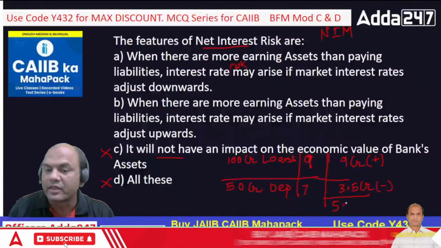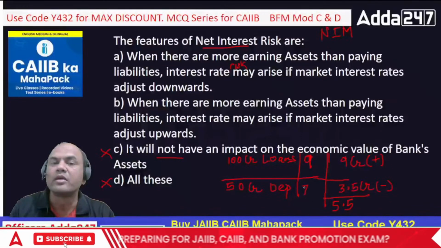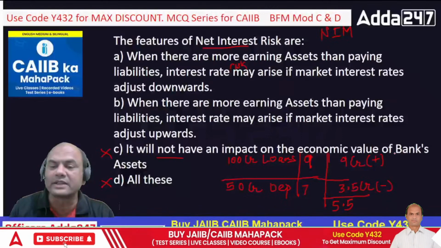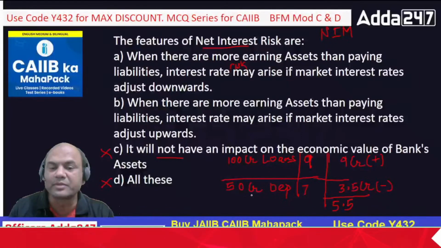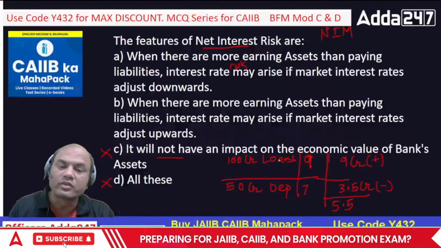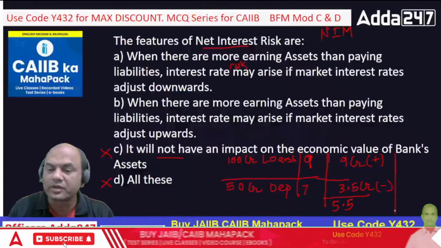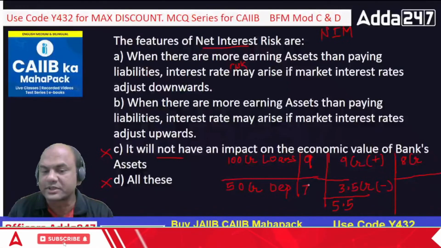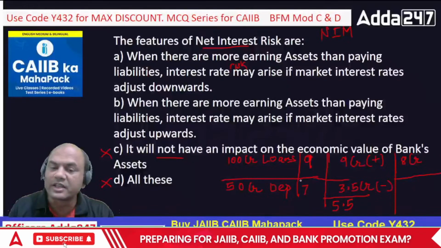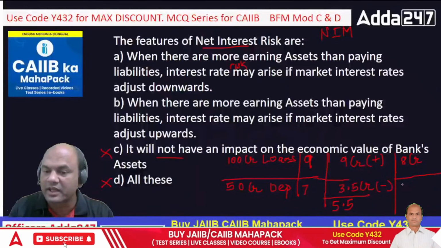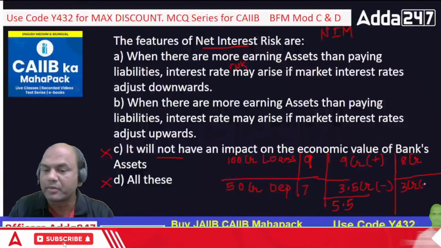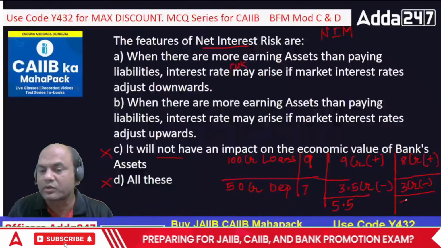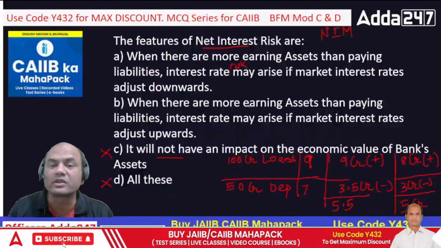Now what happens? The interest rate falls down. Let's assume both fall down by the same rate, let's say 1%. So this becomes 8 and this becomes 6. So 8 into 100, I am earning 8 crores now. And deposits become 6%, so 6 into 5 is 30, which is 3 crores going out, minus. And plus is the 8. So what is my net effect? 5 crores. So what is the answer over here?